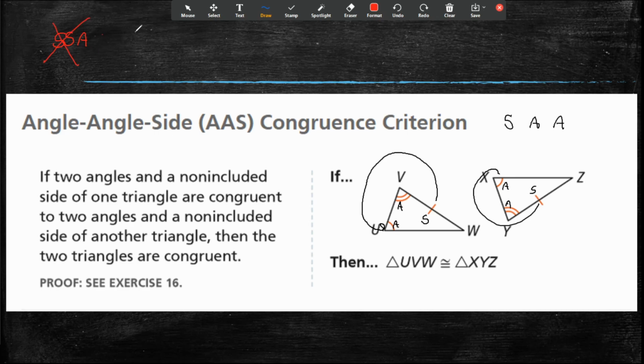Do not do this, right? It doesn't work forwards or backwards. All of these congruence criteria can be read forwards or backwards. Angle, angle, side is equal to side, angle, angle.